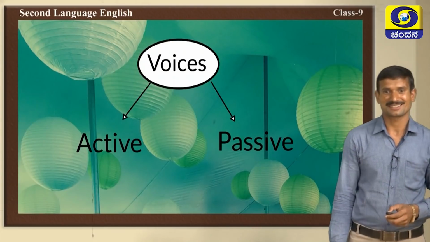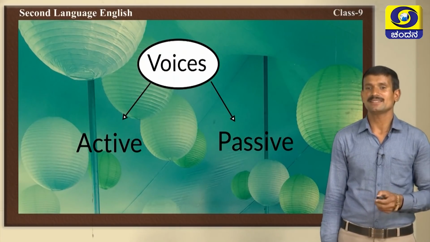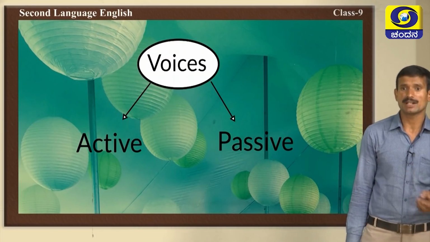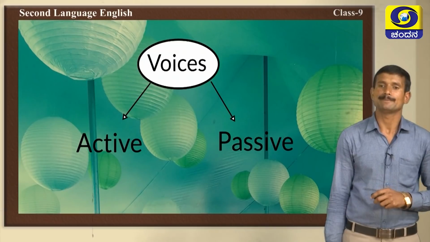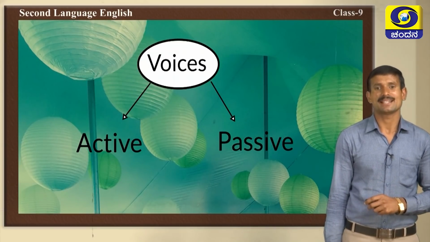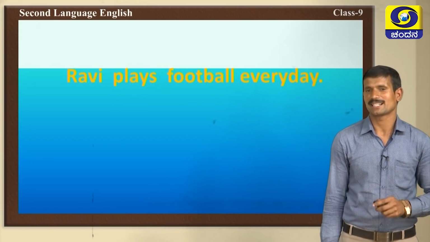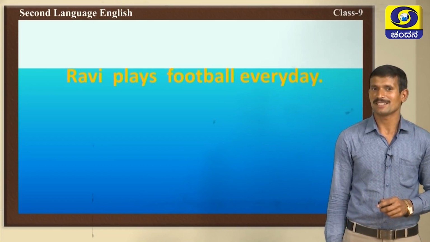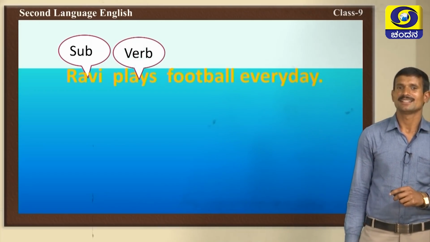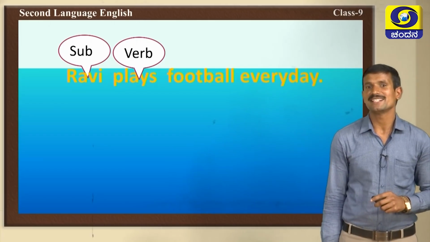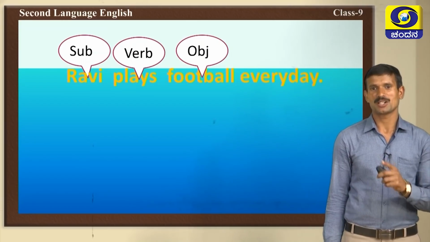Next, voices. There are two types, active and passive voice. In the active voice, the subject is important. In the passive voice, the object is important. Let us know some examples. Here is the first sentence: Ravi plays football every day. Here, Ravi is the subject. Then, plays is a verb, verb 1 present form. Then, football is an object.